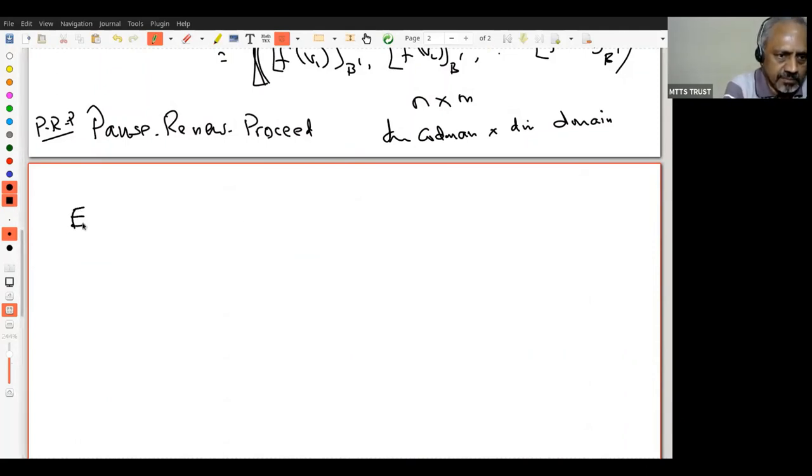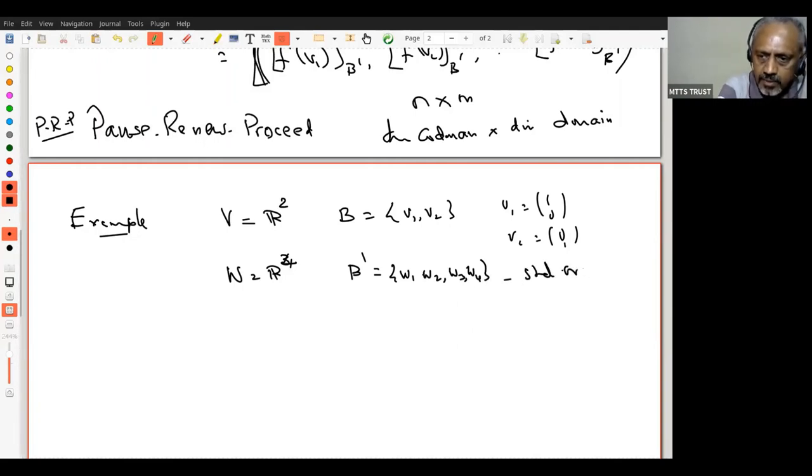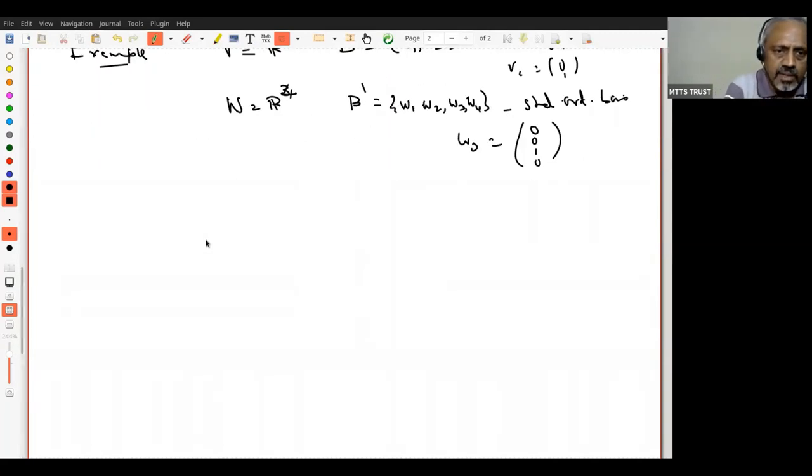So first example, suppose my V is R2 with the standard basis V1, V2. This is the standard basis. V1 is (1, 0), V2 is (0, 1). Okay, I'm not going to change. And W is R3, okay, maybe make it R4. And B dash is, let me call it W1, W2, W3, and W4. And again, these are standard ordered bases. So what is W3? For example, W3 will be (0, 0, 1, 0). Okay. Now I want to define a map F from V to W.